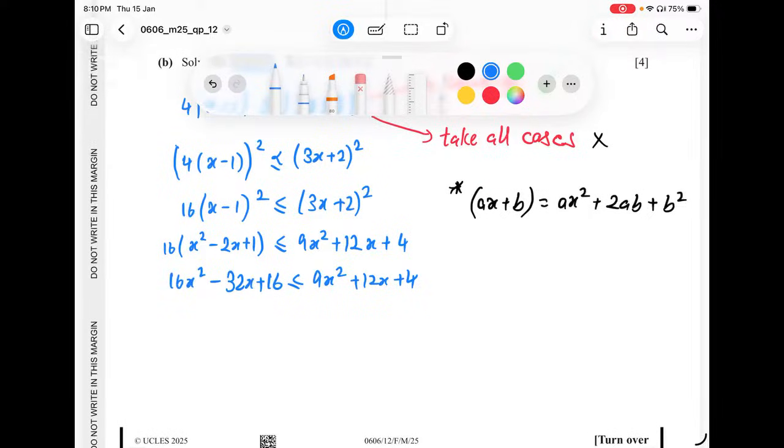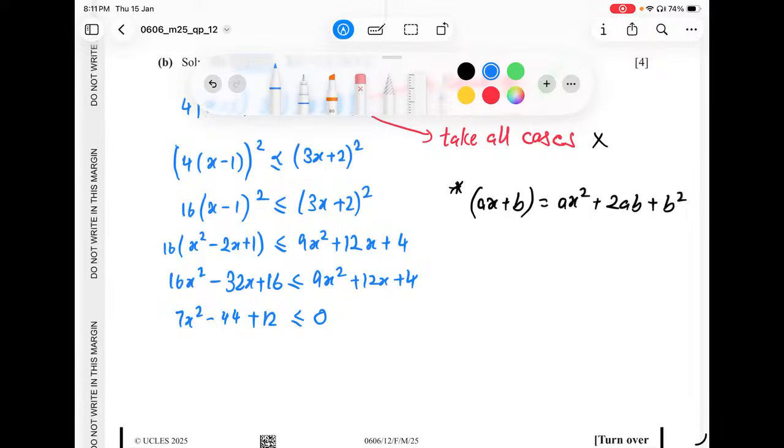Now what you do is transpose everything to one side, so you get 16 minus 9, which is 7, so 7x squared, minus 32 minus 12 will be minus 44x, and then plus 16 minus 4 would be 12. So that's going to be this. Now you need to apply the solution method. How are you going to find the ranges of x for this inequality?